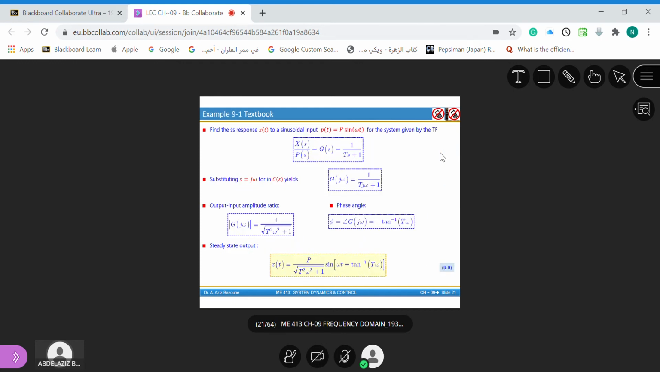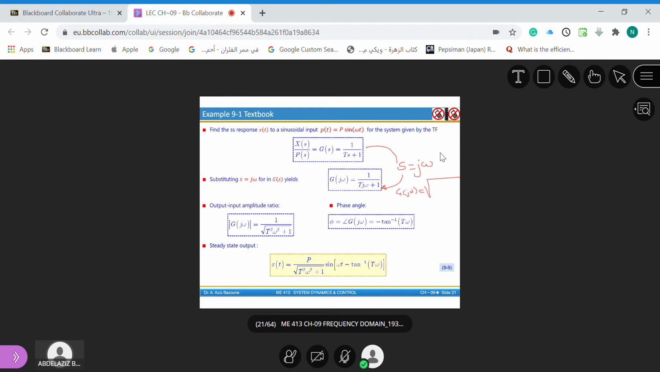So now we have our transfer function. When we substitute s equal to jω, we will find this one. This G(jω) can be written like this.